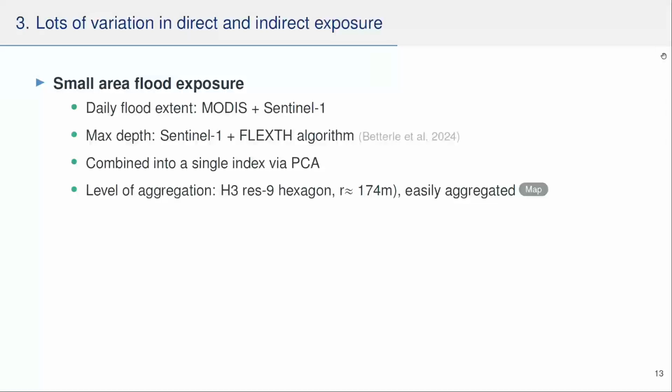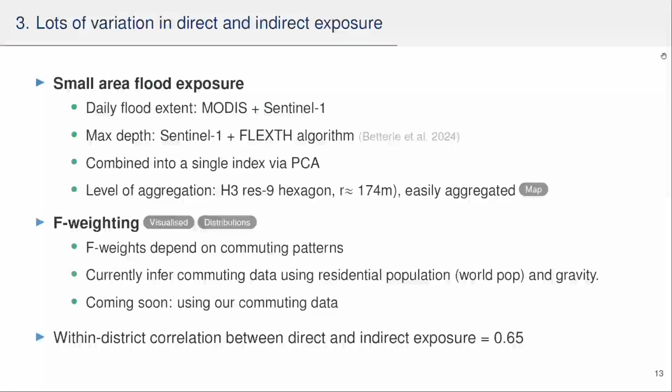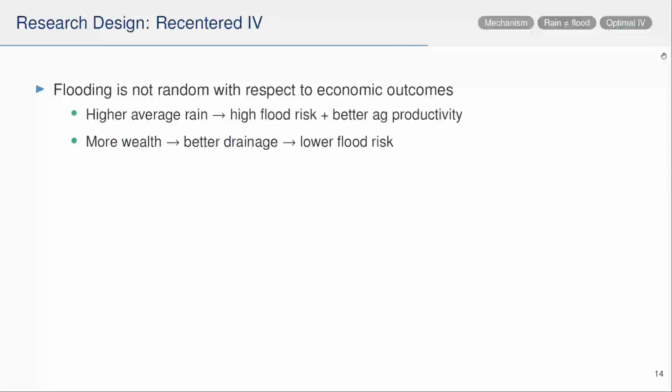I really want to show you, okay, we're going to make a flood index. The flood index is going to use satellite data, and we combine this into a singular measure. So when I'm talking about flooding, I'm talking about a measure of flood intensity. And then I'm also going to, in the ways you might expect, convert this into the F-weighted measure in order to put that into my regressions.